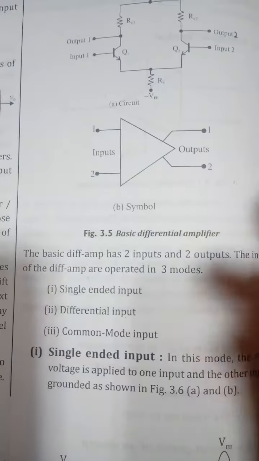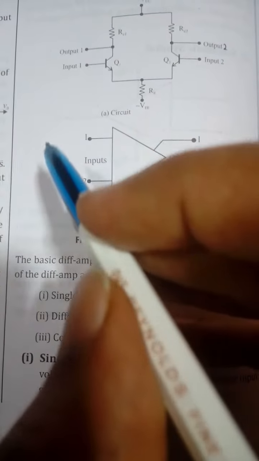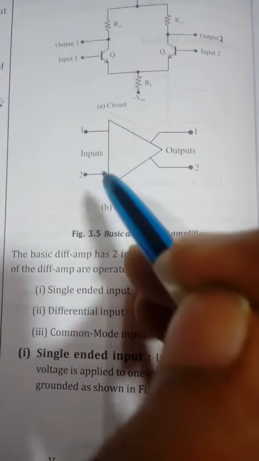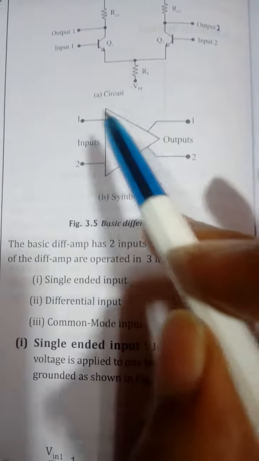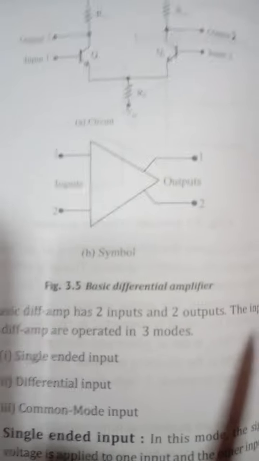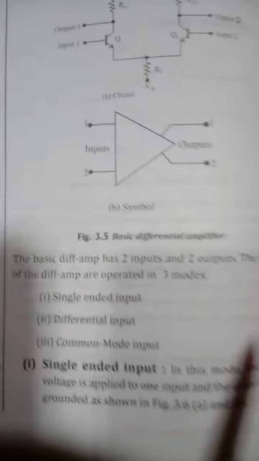It means you are applying the signal, that is the input, to one of the inputs, and the other input you are keeping grounded. You are either giving the input to the first input and keeping the second input grounded, or giving the input to the second input and keeping the first input grounded. That's the meaning. You can see in this diagram that the input is given to the first input terminal and the second input is grounded.